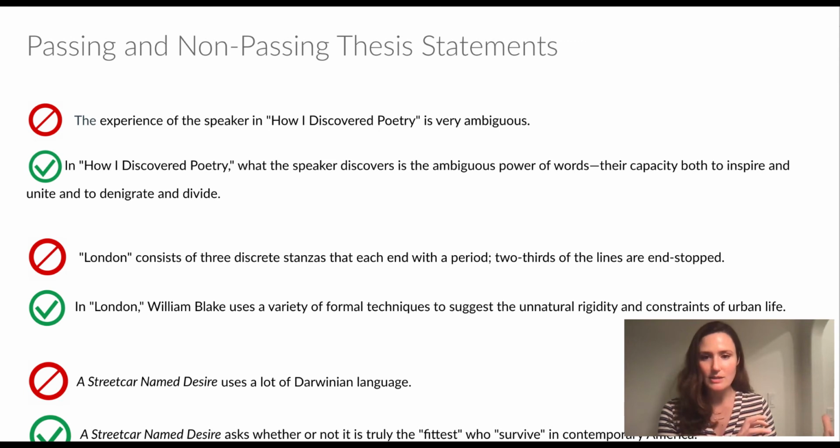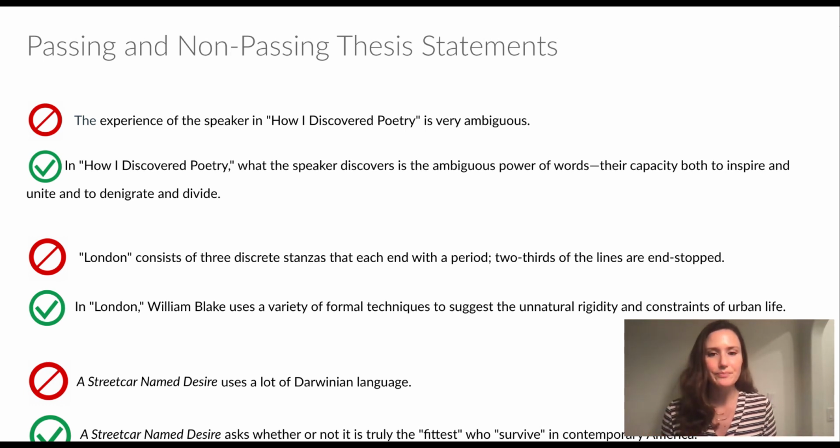But they include why we should care and the so what. Why is Blake using these techniques? To suggest the unnatural rigidity and constraints of urban life. So here there is a debatable argument. Someone else could say, yeah, I see Blake using these formal techniques, but for a different purpose, right? For a different reason. So someone else could agree with part of that thesis, but not all of it, right? A reasonable person could do that. A reasonable person could disagree.